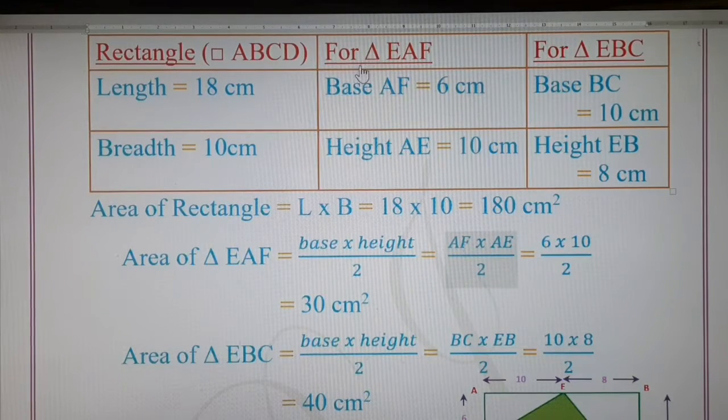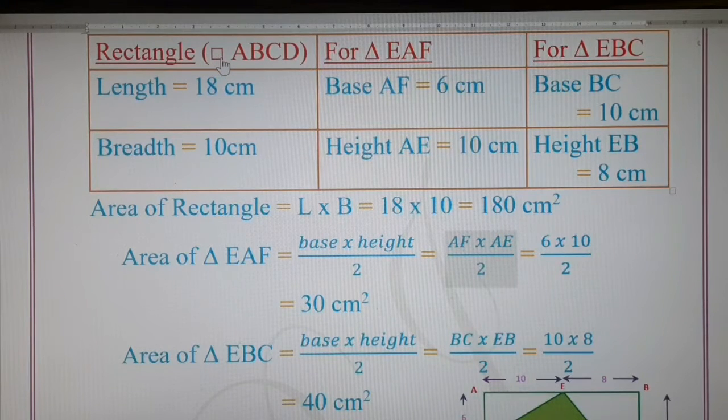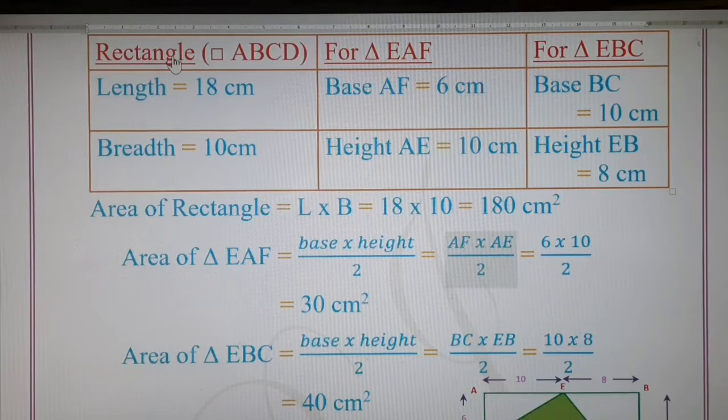And this symbol is read as triangle EAF. So instead of writing the spellings, many times in maths we write the mathematical symbols. So please remember, when a rectangle, square, rhombus, parallelogram is used, we normally use this square symbol which has 4 sides. Any shape which has 4 sides will use this symbol, which is the symbol of quadrilateral.